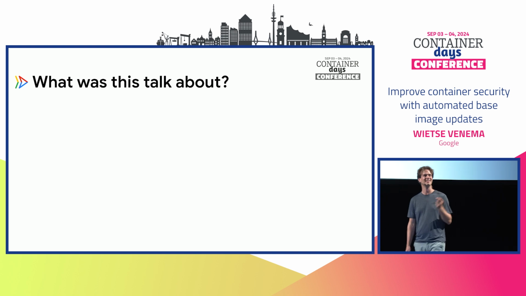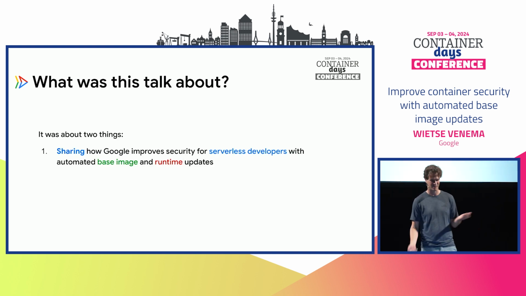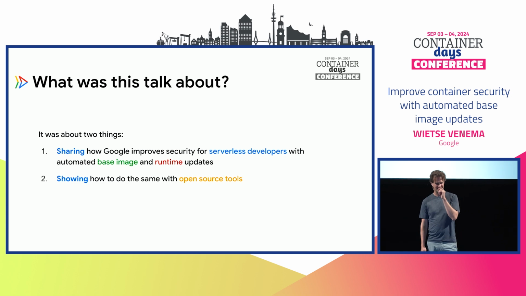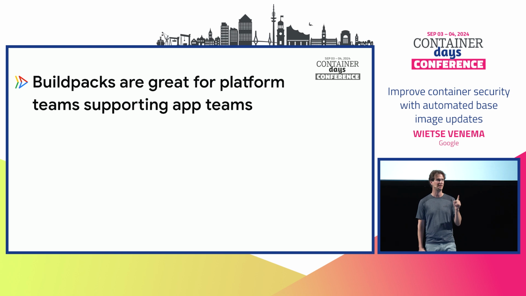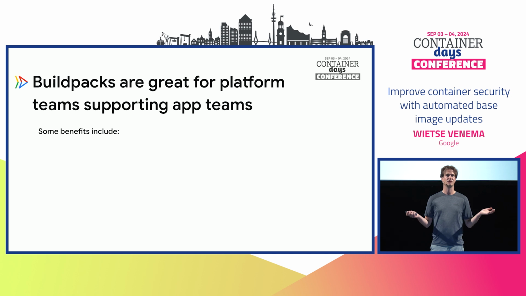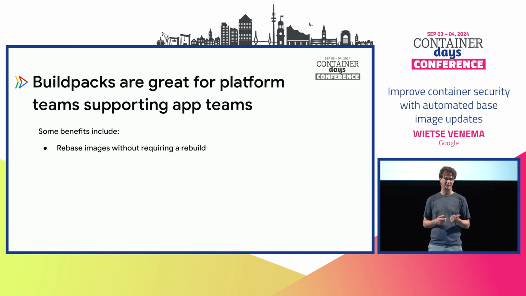So hey, what was this talk about? It was me telling how Google does things. It might have been useful, might have not been useful. And showing how to do the same thing with open source tools. And you learned about buildpacks, which are really great for platform teams that support application teams, right? Because some of the benefits include that you can rebase images without requiring a rebuild. So your application teams can build their image, release it every two weeks whenever their sprint ends. And you, in the platform team or the operations team, can release a new version of that image with an updated base image every single day, because you want to stay on top of things.